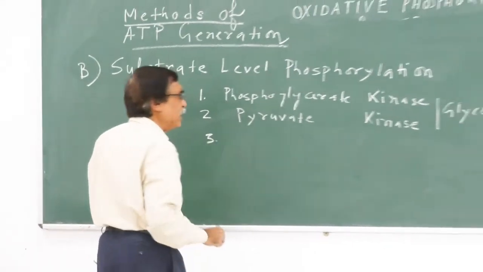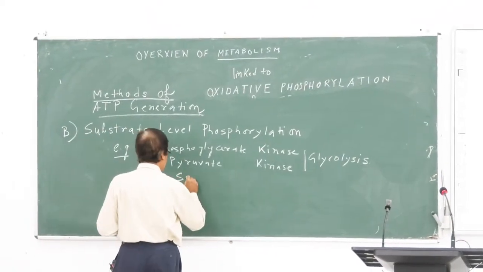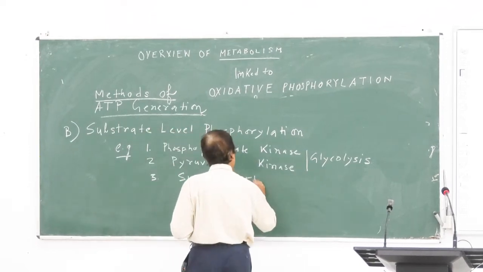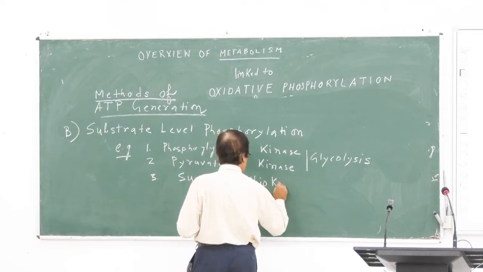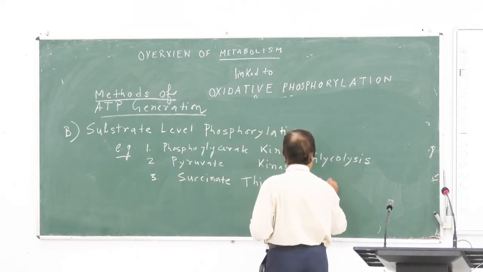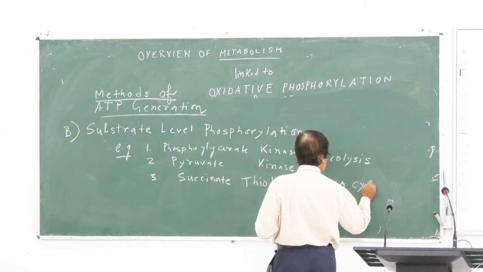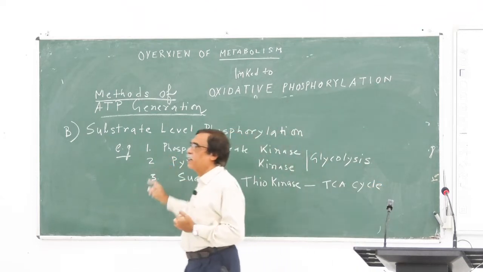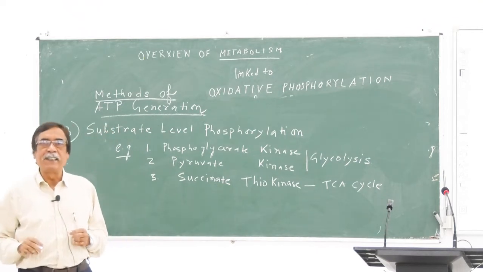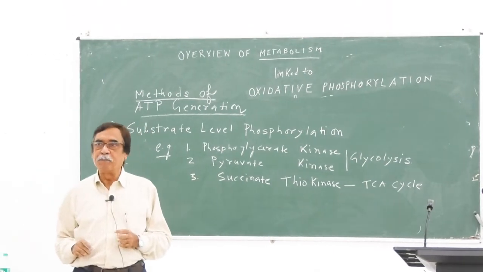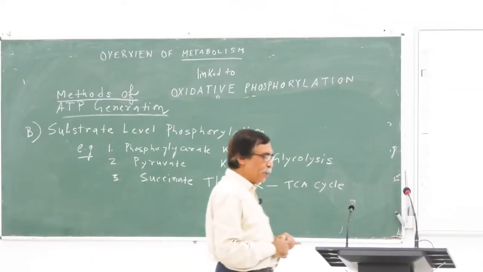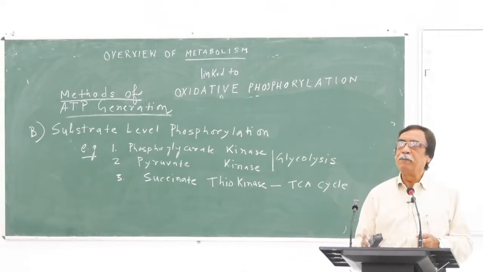Number 3 is in the Krebs cycle, 1 step, succinate thiokinase, all kinase. This is the PCA cycle. These three are the examples of substrate level phosphorylation where ATP is generated from ADP without help of mitochondria, without need of oxygen. And that is important for the cells which are deprived of mitochondria.